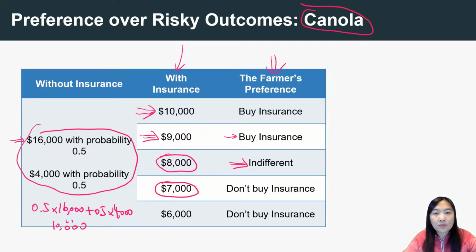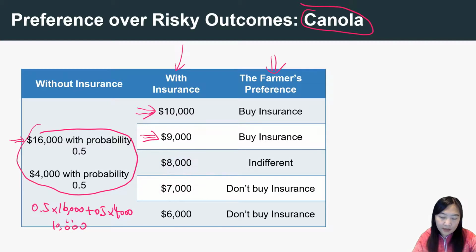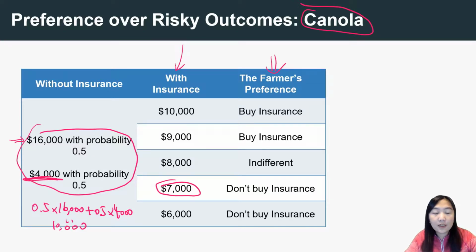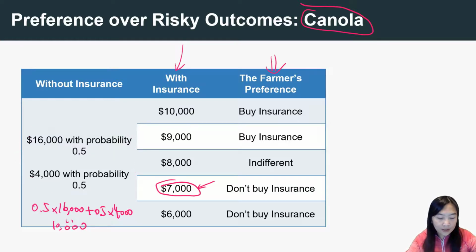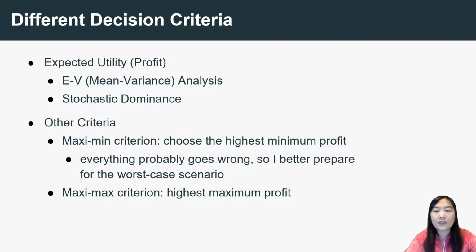And this is just one particular farmer's preference. Another farmer might have a different preference here. So for example, another farmer might be saying that, even for $7,000, I'm still going to buy the insurance. I really don't want to take the risk of getting half of the chance of the 4,000 profit. So that farmer will take that 7,000 payment. So every farmer is different. So this depends on the decision maker's preference or risk aversion level.